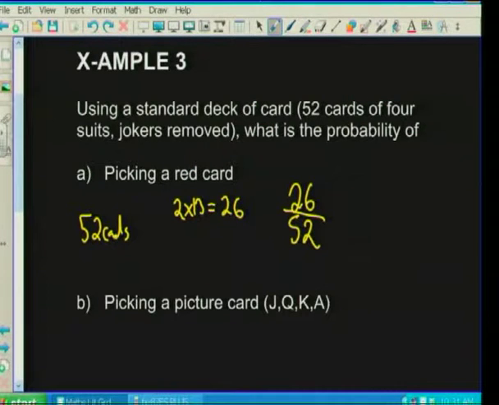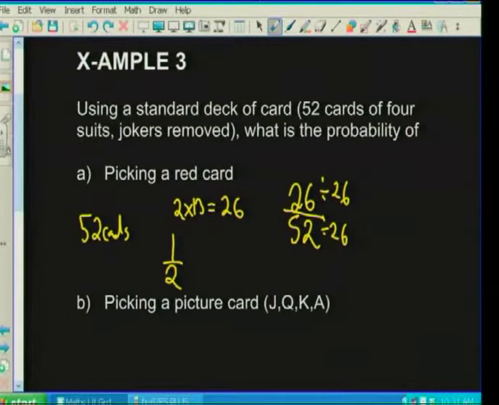Well, 26 and 52, we actually have the number 26 can go into 52. And do you know how many times it goes in? Yes, the answer is twice. So I can reduce this fraction to a 1 out of 2, because I can divide by 26 on top, and I can divide by 26 at the bottom, and I get the answer 2 at the bottom.